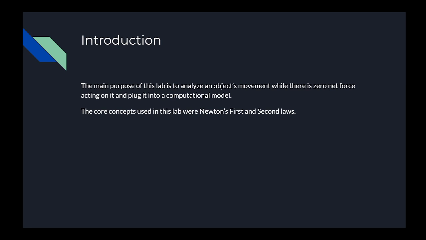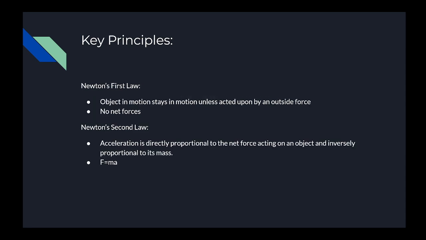The main purpose of this lab is to analyze an object's movement while there's zero net force acting on it and plug it into a computational model to see if there are actually zero net forces acting on it. The core concepts used in this lab were Newton's first and second laws. Newton's first law says an object in motion stays in motion unless acted upon by an outside force, and Newton's second law says acceleration is directly proportional to the net force acting on an object and inversely proportional to its mass.